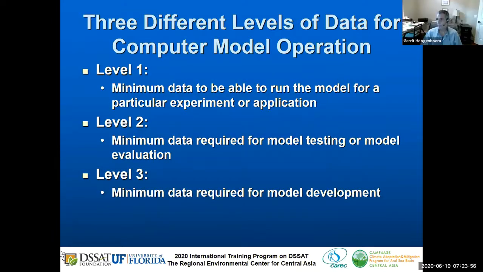So we define in our crop modeling system 3 different levels of minimum data.